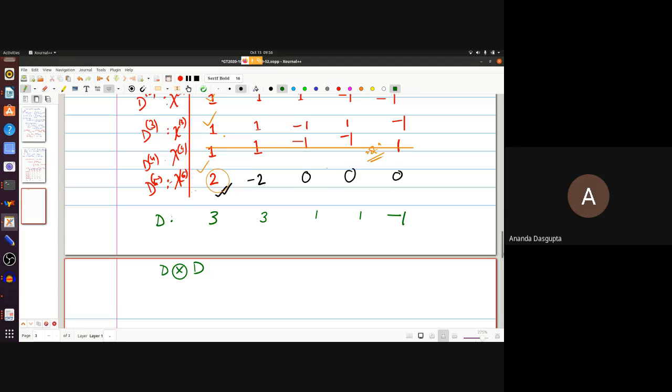What will the dimension of the representation be? 9. Of course. And we'll have characters 9, 9, 1, 1, 1. Right? Is that okay? Because you just multiply characters. So 3 times 3, 3 times 3, 1 times 1, 1 times 1, 1 times minus 1. So 9, 9, 1, 1, 1 for D cross D. That's all. That's it. Right?